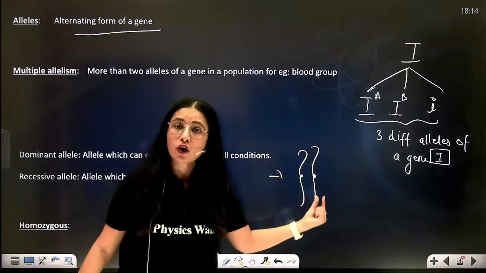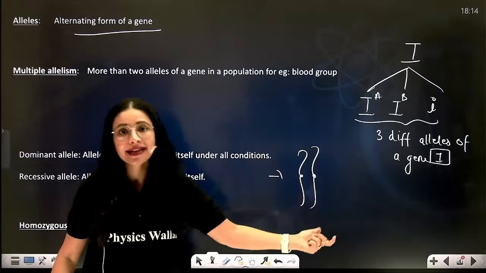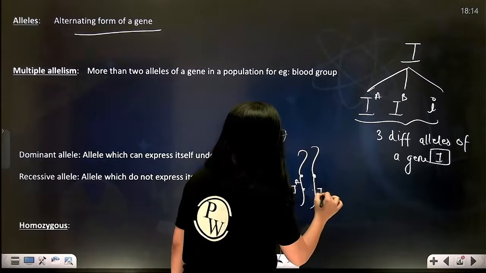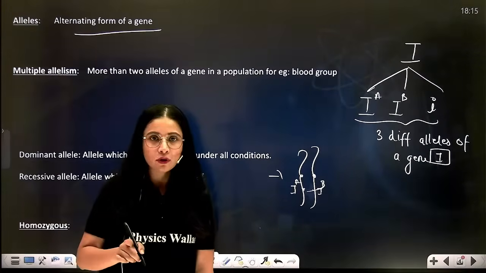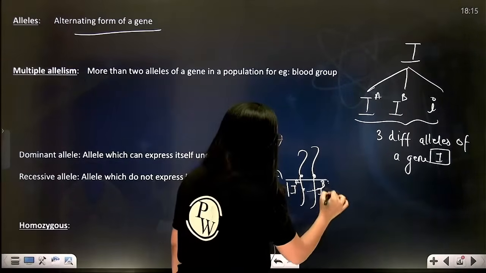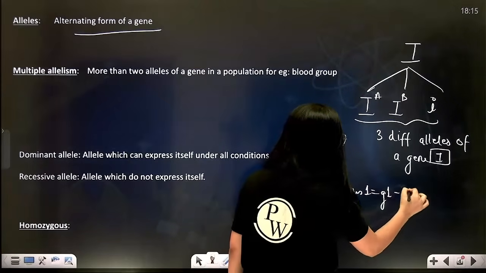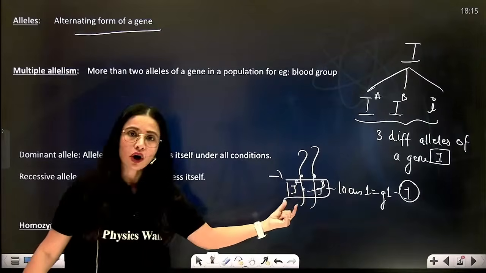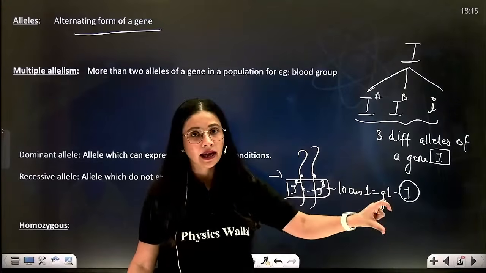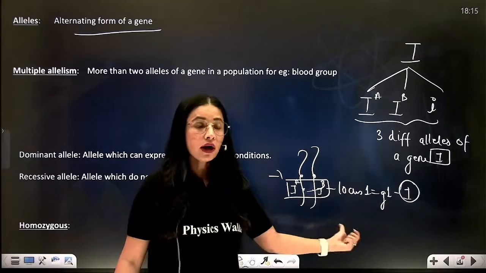All the 3 alleles cannot be present in a diploid cell. Out of 3, only 2 will be present. Correct? For example, I have IA, IB. Both the alleles can be the same also. Both the alleles can be different also. Correct? So this is the locus. This is locus 1, gene 1, that is I. And that is represented by 2 alternating forms, IA, IB. So IA, IB are the alleles of gene I located on the same locus on a homologous chromosome for a diploid cell.